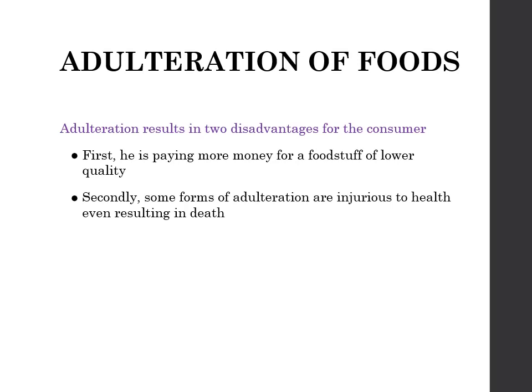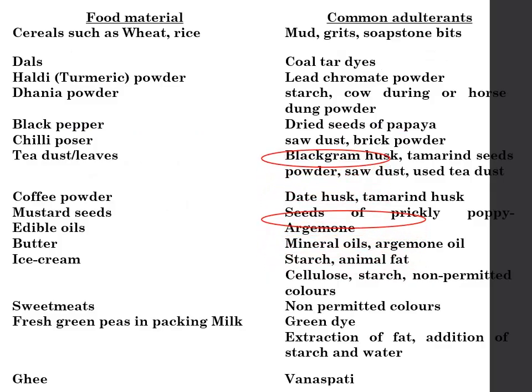Adulteration results in two disadvantages for the consumer. First, he or she is paying more money for foodstuff which is of lower quality. Secondly, some forms of adulteration are injurious to health, even resulting in death. Here, some common forms of food adulterations are listed. For example, dried seeds of papaya are mixed in black pepper. Black gram husk is mixed in tea leaves, etc.